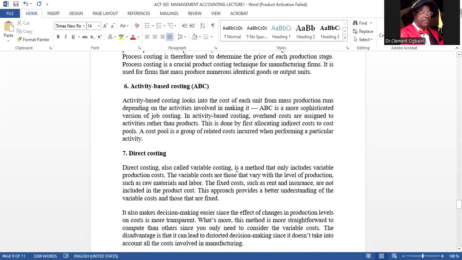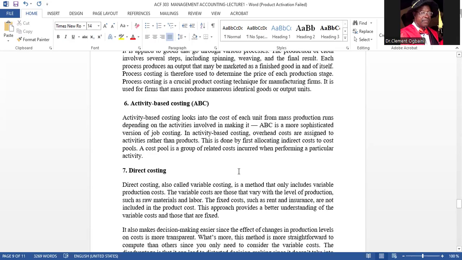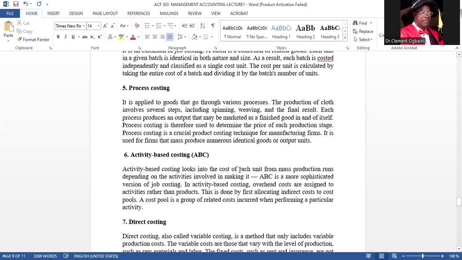So that is how far we can go today. We will continue in the next lecture. Like I said earlier, this is a tip of the iceberg. It is an invitation for you to go and read more about management accounting.